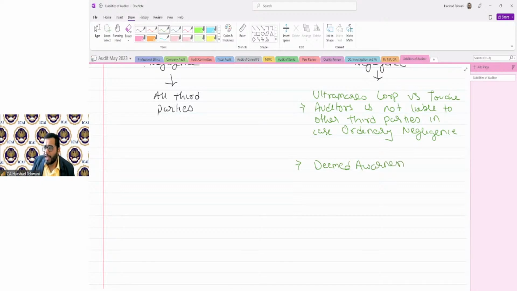This was brought in the case of Rusch Factors Incorporation versus Levin. In this particular case, Rusch Factors took the audit report and filed it with the bank for a loan. The accountant was aware that his audit report would go to the bank for the purpose of a loan, and the bank provided the loan. There was an issue in that audit report, and later the client was declared insolvent.